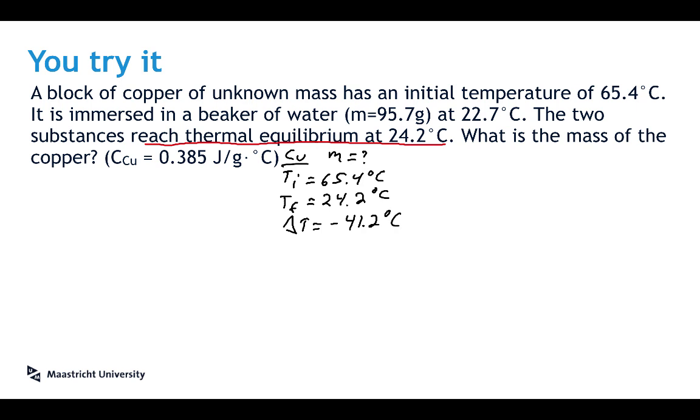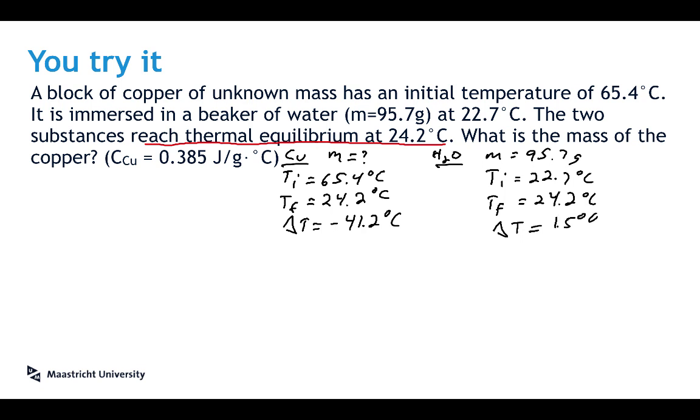Now for the water, put the water over here. We know that its mass is equal to 95.7 grams. We know that its initial temperature is 22.7, and we know that its final temperature is 24.2, which means that it has a delta T of 1.5 degrees Celsius. There we go. So we've got all the information that we need to solve this problem here.